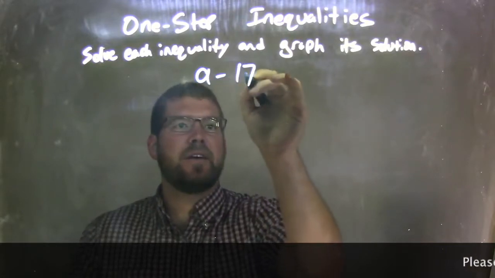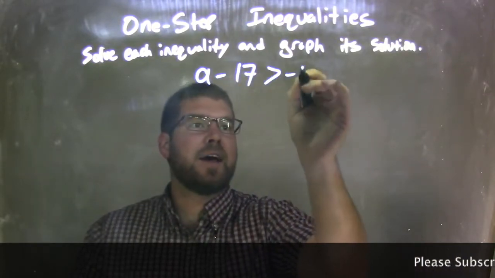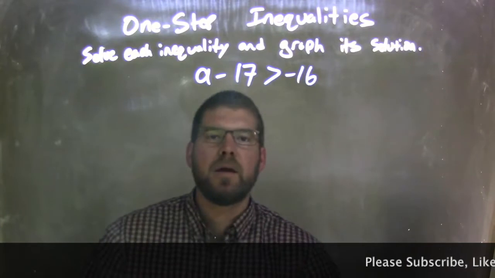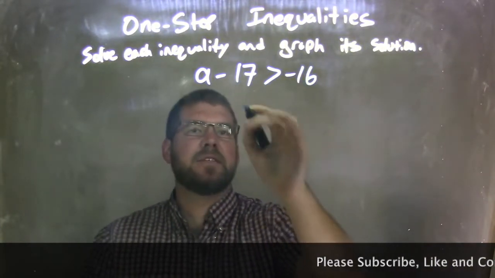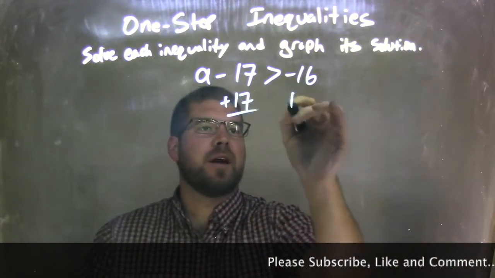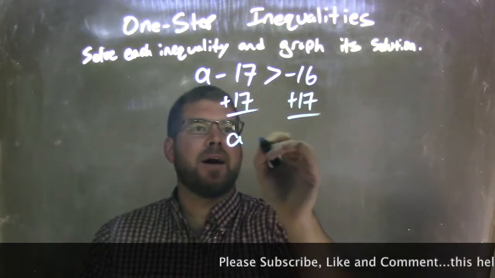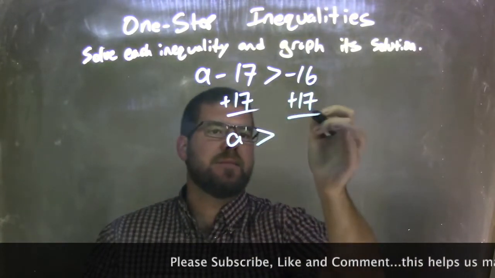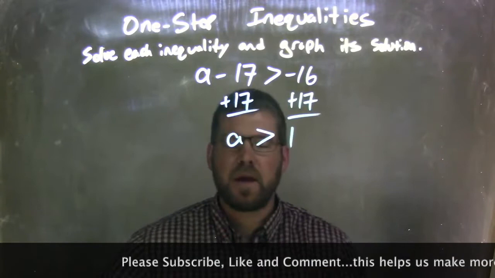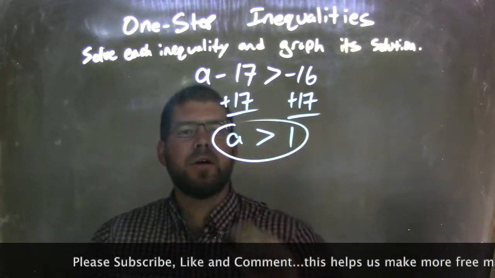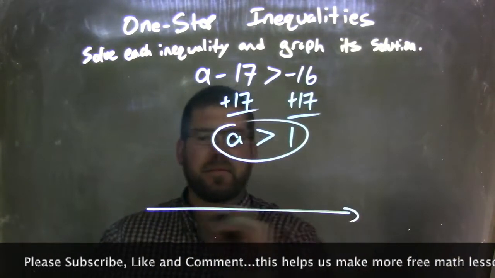A minus 17 is greater than negative 16. Okay? Well, first thing, I need to add the 17 to both sides. If I add the 17 to both sides, I'm left with a by itself is greater than negative 16 plus 17, which is a positive 1. So a is isolated. We're good. So now I need to graph that.